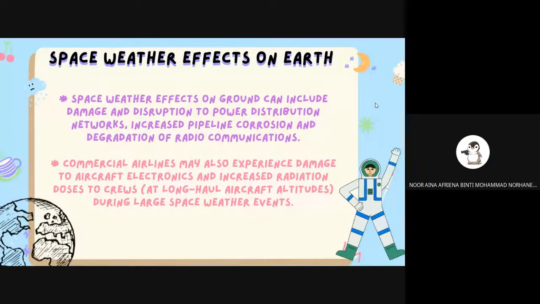Next, space weather effects on Earth. Space weather effects on the ground can include damage and disruptions to power distribution networks, increased pipeline corrosion, and degradation of radio communications. Commercial airlines may also experience damage to aircraft electronics and increased radiation doses to crews at long-haul aircraft altitudes during large space weather events.